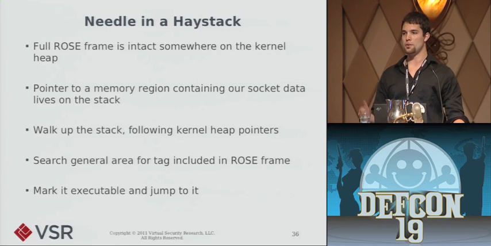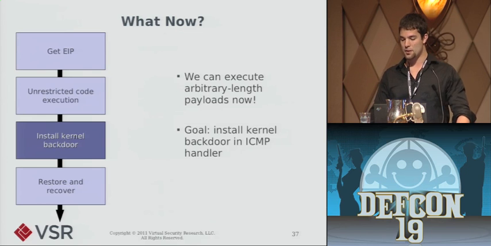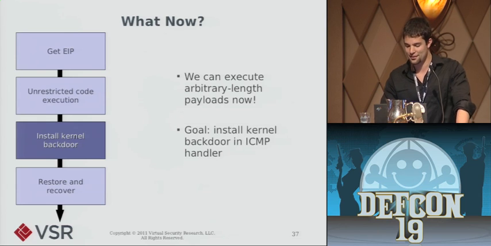We'll mark it executable just by calling set_memory_x and then jump into it. So now we've overcome our space constraint. We can execute arbitrary length payloads running in kernel mode right now. And the goal here is I want to install a kernel backdoor in the ICMP handler because it's badass.